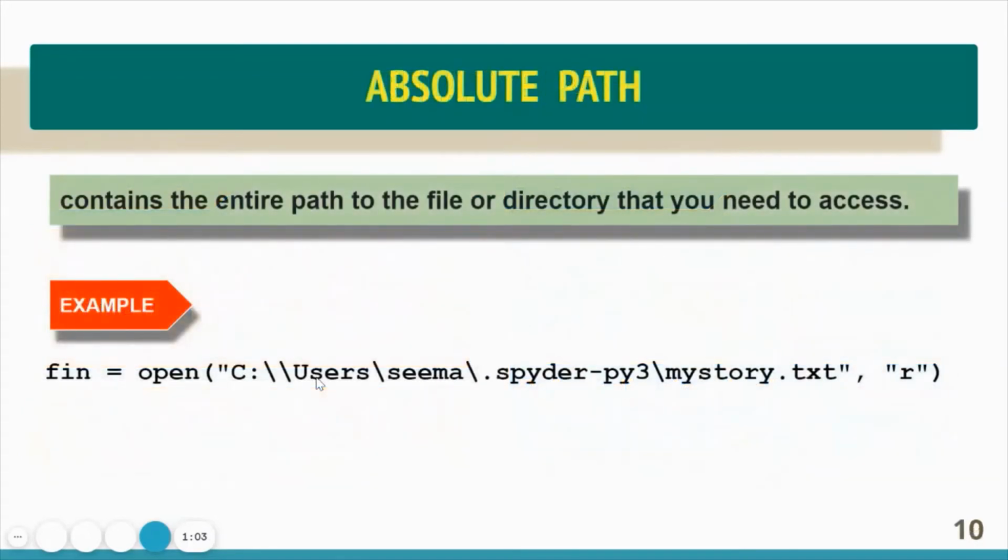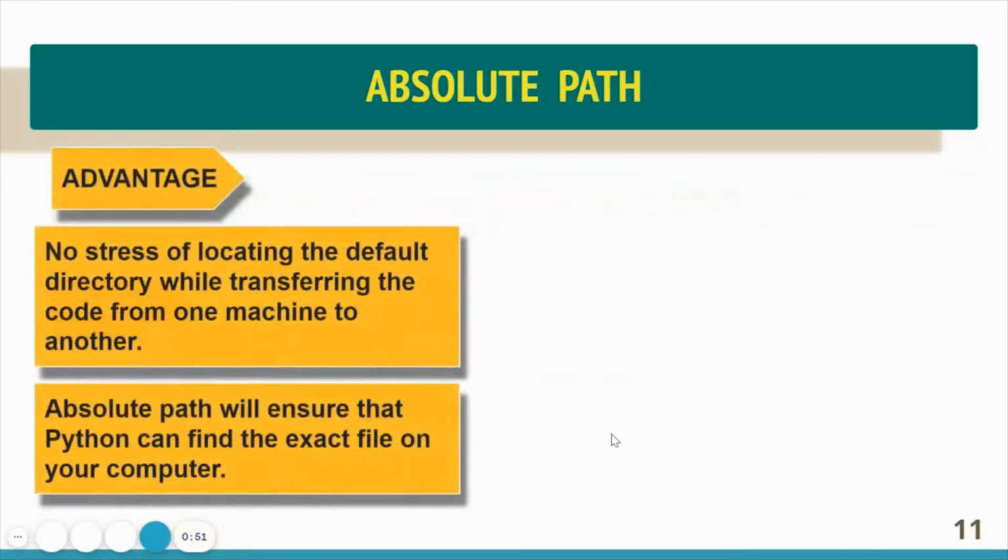Now the other way of writing the path in your code is the absolute path. Here you can see that I have written the complete path of my file. So this is the other way of accessing your file, the absolute path. Now I don't have to stress about where my text file is being stored, because I'm mentioning my complete path. And also it becomes easier for Python to find the exact location of my file at the backend.